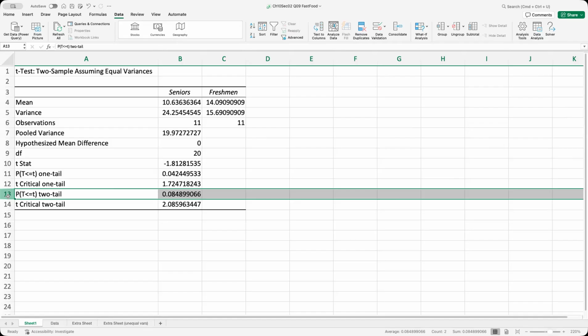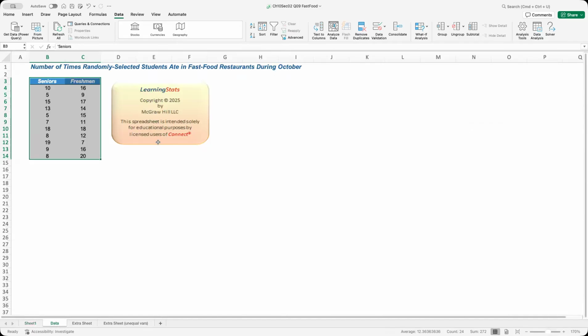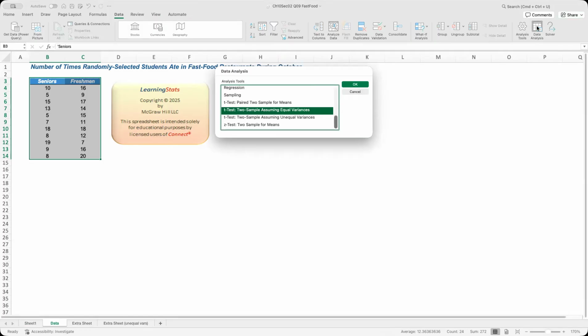But if I want to know what happens when I don't have equal variances, I have to do the other test. I have to use the different calculation. I have to click one different button. Let's go back to the data. Data analysis. It's the very next line. T-test, two-sample, assuming unequal variance. I literally don't have to do anything different except right here.